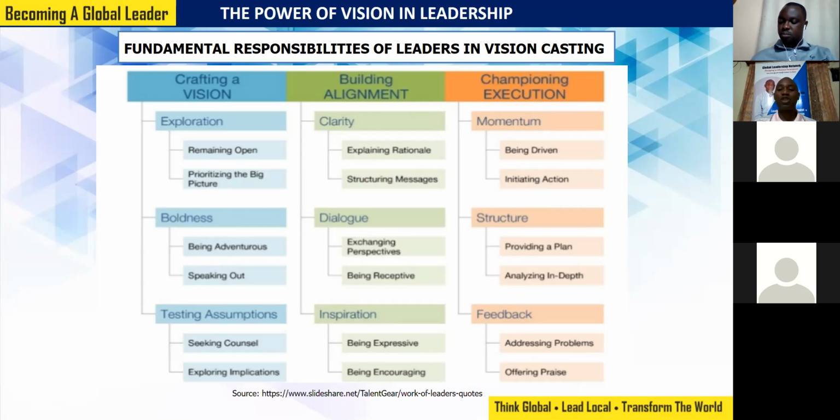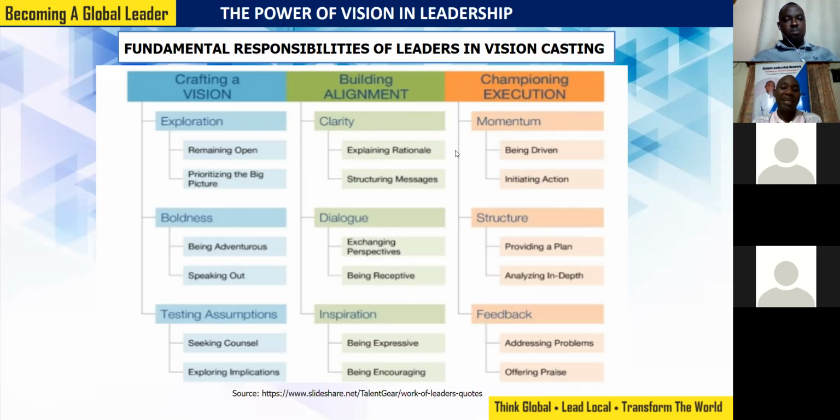And then from crafting a vision, the other responsibility is building alignment. I'll go into details on this, but I just want to highlight on this at this juncture. So building alignment. There are stakeholders. Vision is bigger than a leader, and therefore there are many people engaged in that. There are many stakeholders that are involved, and therefore there is the aspect of building alignment, the clarity, explaining rationale, structuring messages, dialogue, exchanging perspective, being receptive, inspirational, being expressive, being encouraging.